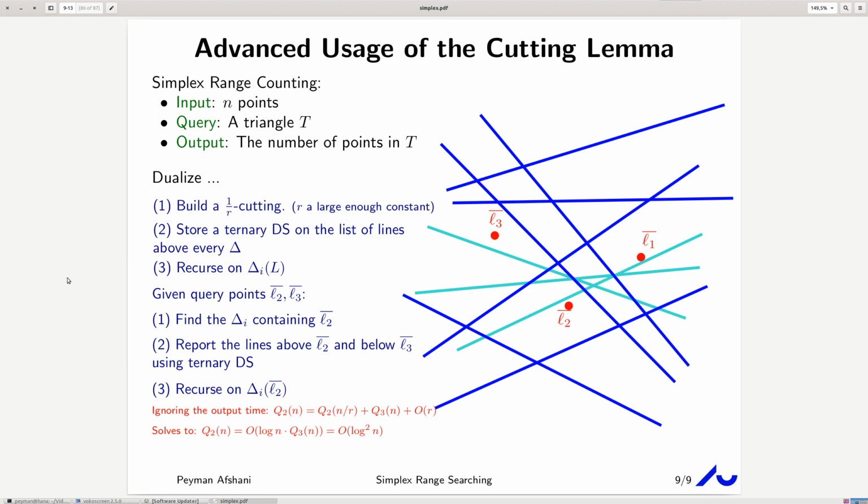So again, the query time becomes like this. Remember that finding the set of lines that pass below a point is what we have analyzed before, so that's already log n. So this Q3 is log n. Therefore this Q2 solves to log squared. Therefore Q1, which was the original query time, solves to log cubed. So we have found a data structure with n to the 2 plus some epsilon space that has log cubed query time for counting the number of points inside a triangle, or reporting the set of points inside a triangle.